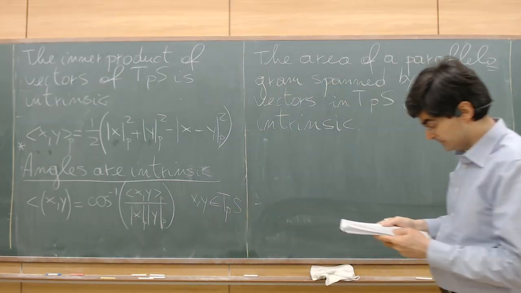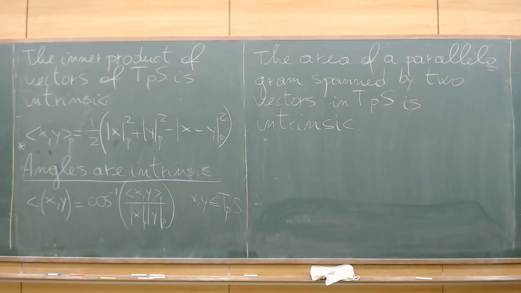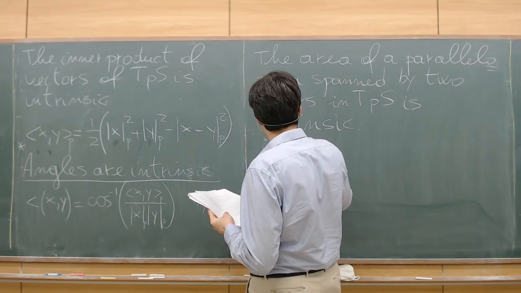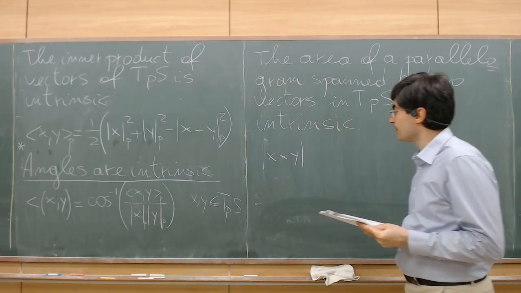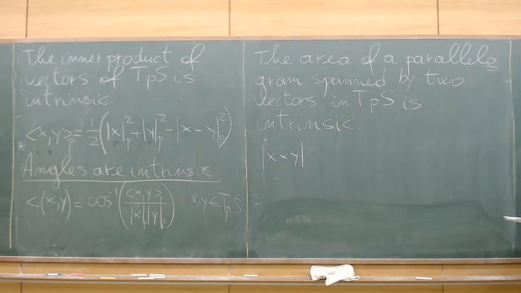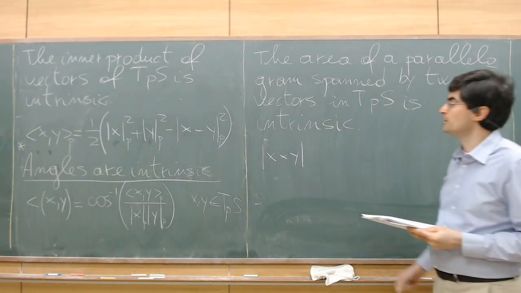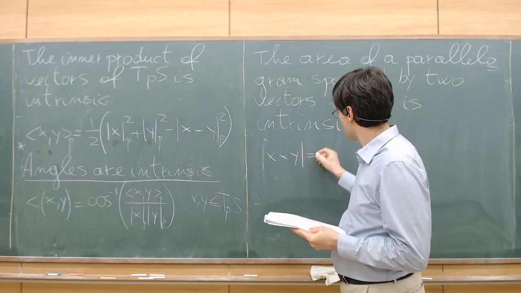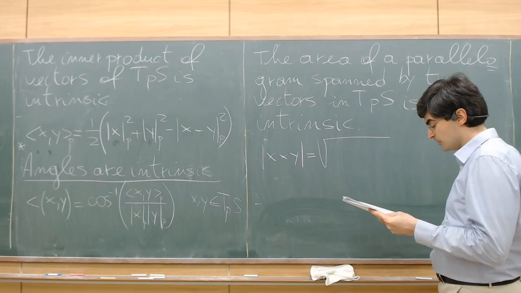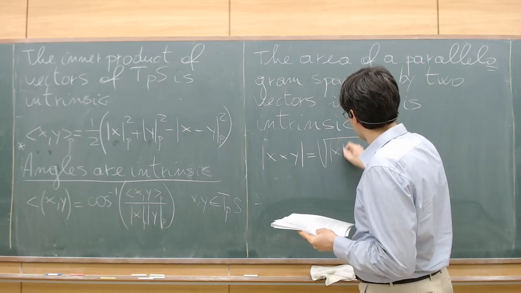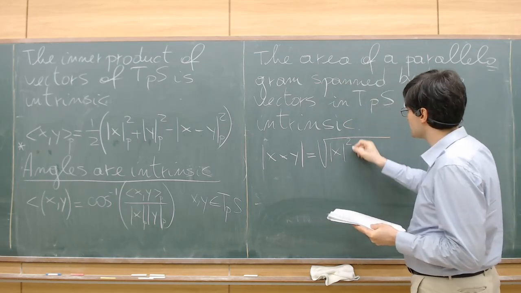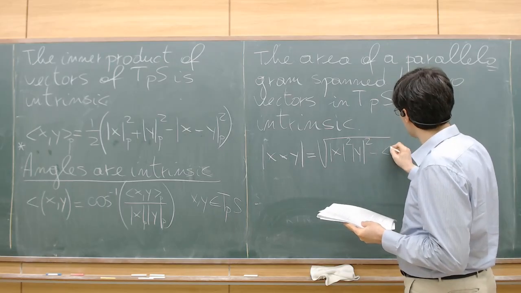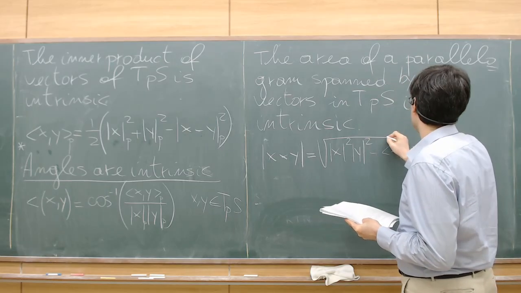Why is this true? This is true because the area of the parallelogram can be written using the formula for the length of the cross product, which is known to be the square root of the square norm of x multiplied by the square norm of y minus the square of the inner product between x and y.